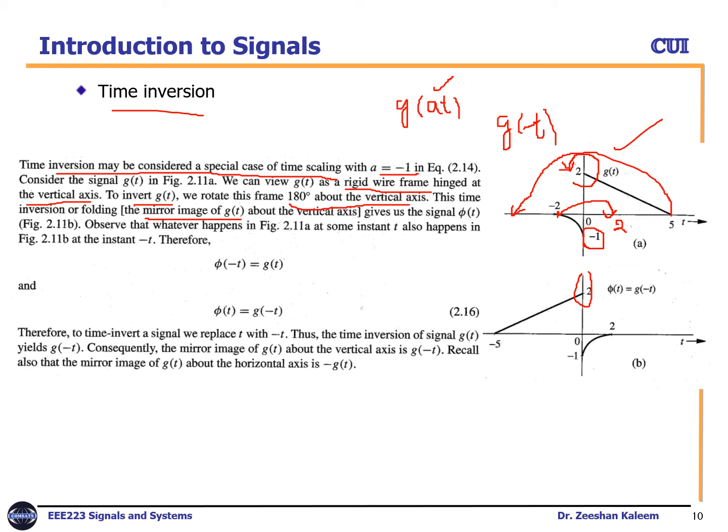So observe that whatever happens in figure 2.11a at some time instant t also happens in 2.11b at time instant minus t. What occurs at time instant t, this is the amplitude, occurs here at time instant minus t, minus 5.